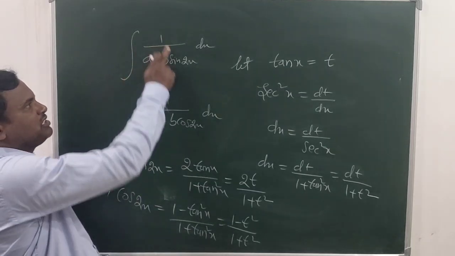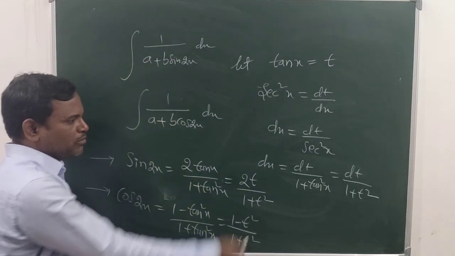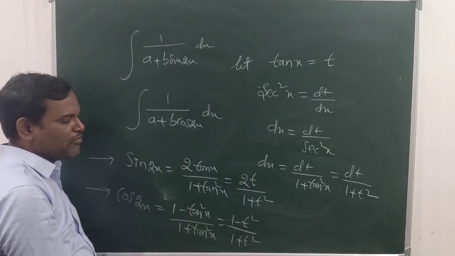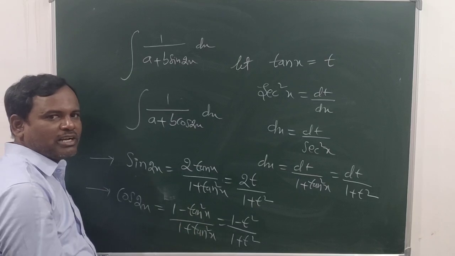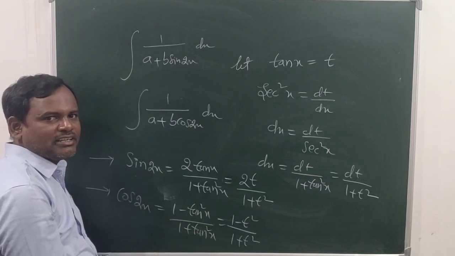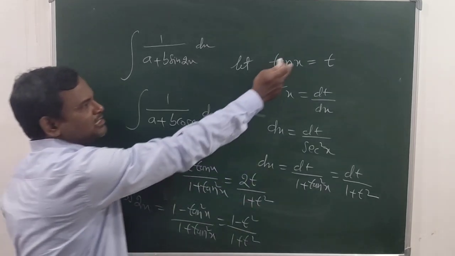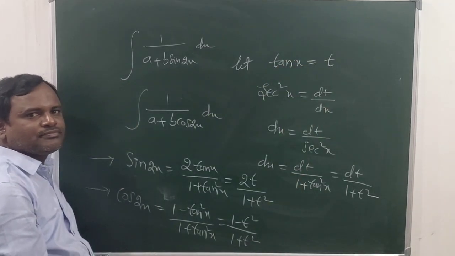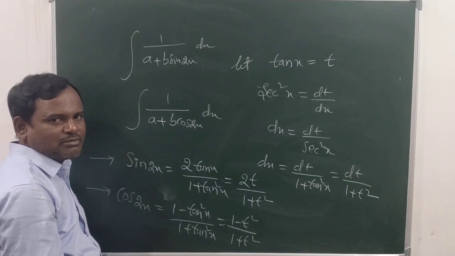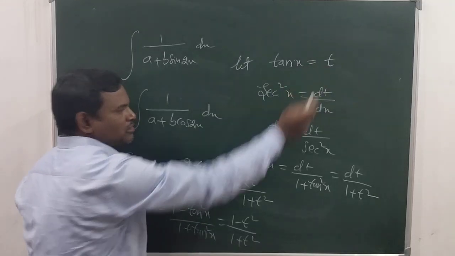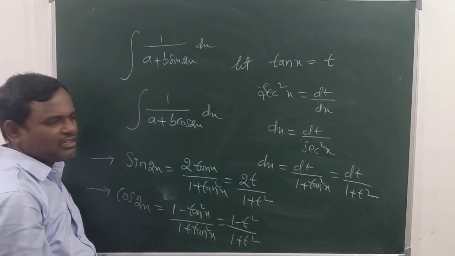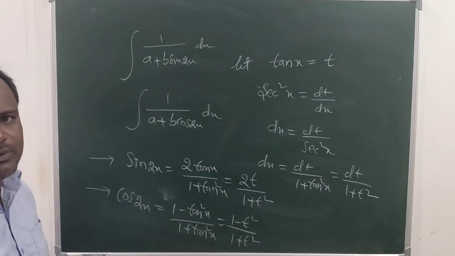To evaluate this type of integral, you have to write dx equal to dt by 1 plus t square, sin 2x value 2t by 1 plus t square, and cos 2x as 1 minus t square by 1 plus t square. At the end of the solution, write tan x as t. After simplification, you will get the answer in terms of t, so you have to replace that t by tan x at the end of the solution. Remember that. Now, let us see one or two examples.